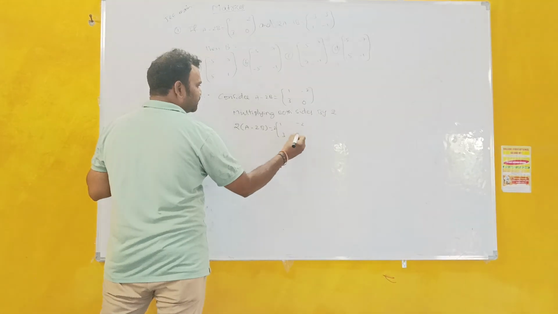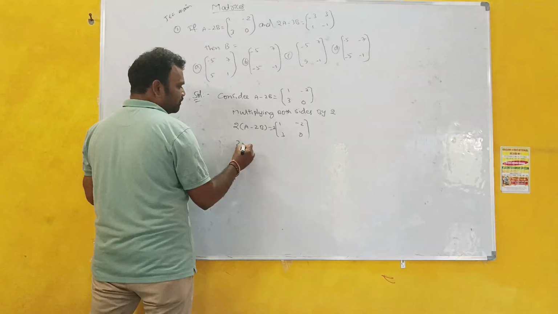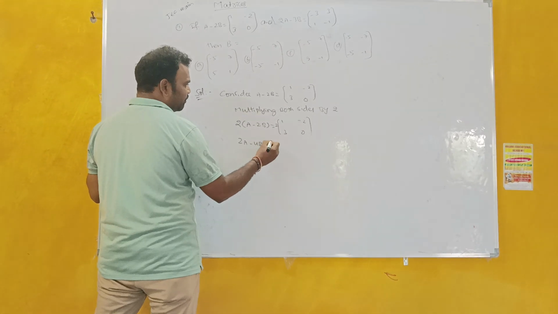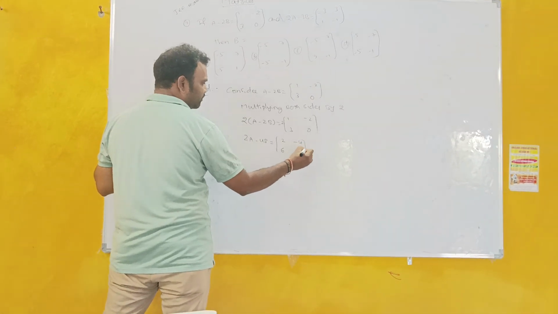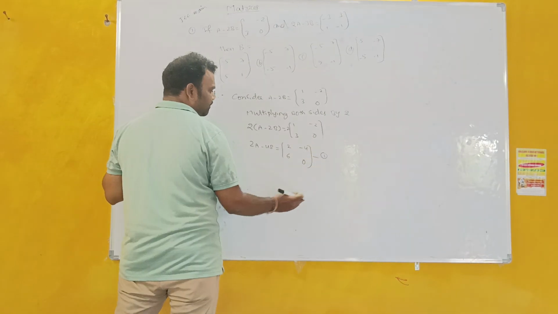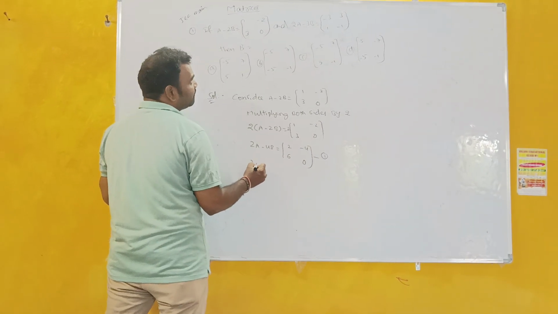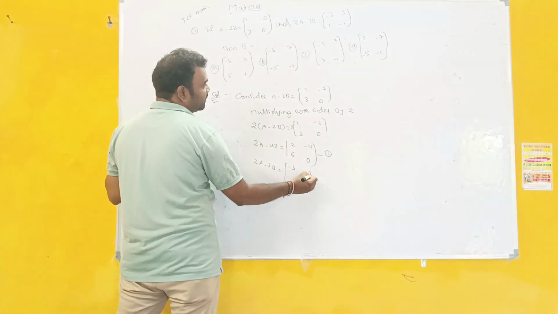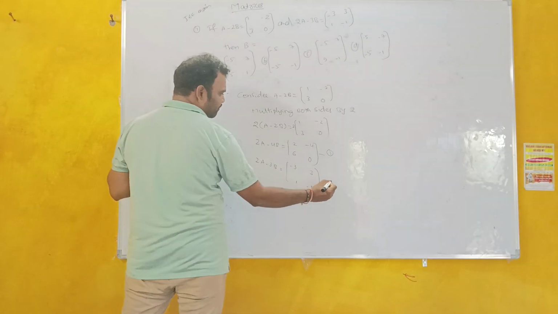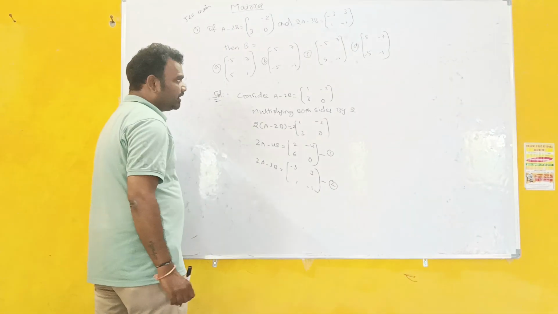equals 2 into [1, -2; 3, 0]. Then 2A minus 4B equals [2, -4; 6, 0]. Consider this as equation number 1. Next, the given equation 2A minus 3B equals [-3, 3; 1, -1]. This is given in the question, so these are equations number 1 and 2.